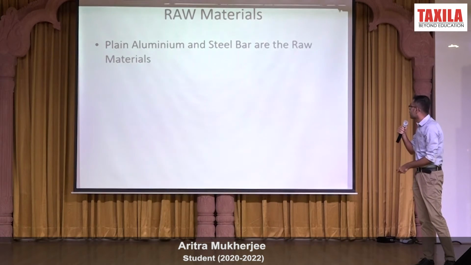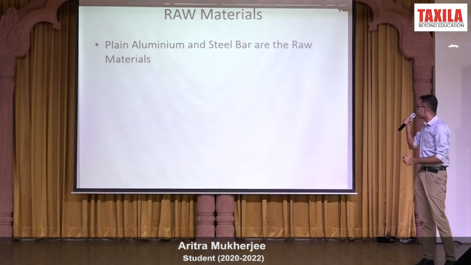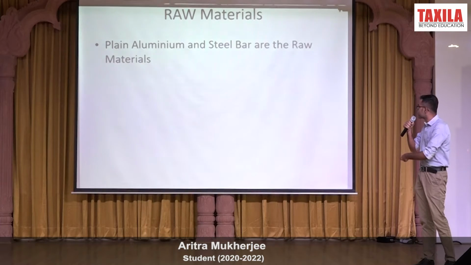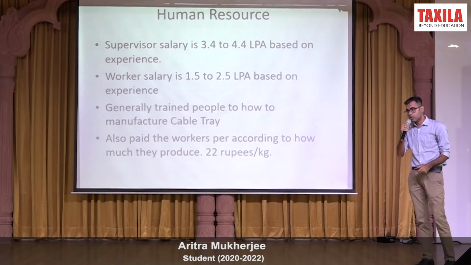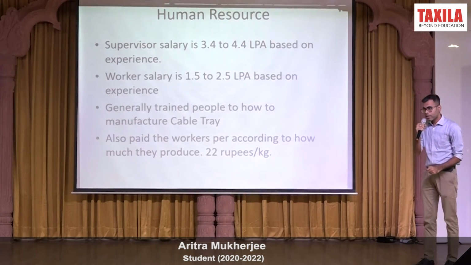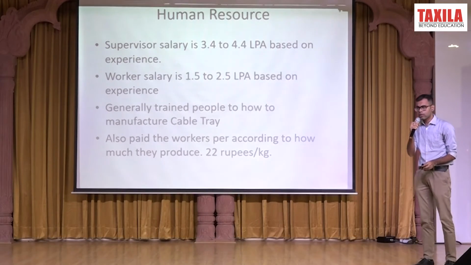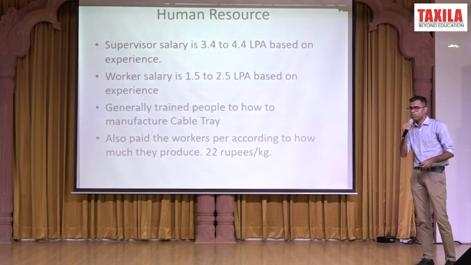Now the raw materials are basically plain aluminum and steel bar. You can get them from anywhere, from those who sell aluminum and steel. So these are the raw materials. And then human resource. Talking about human resource, there is one problem: many people don't know how to make cable tray, so you have to train them.